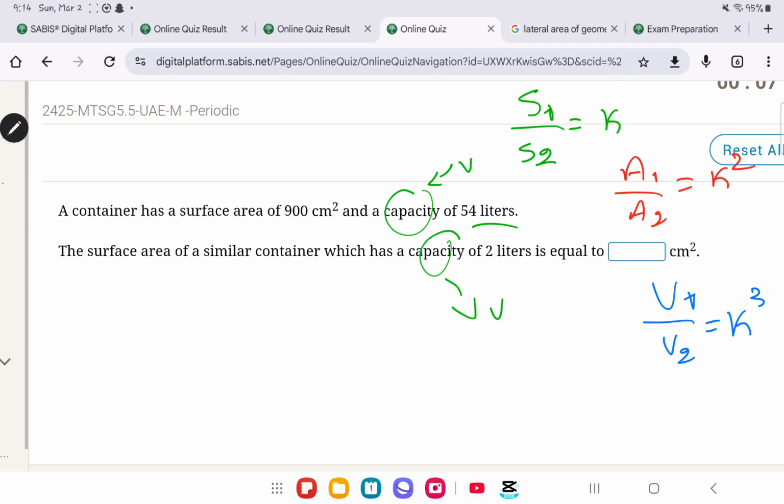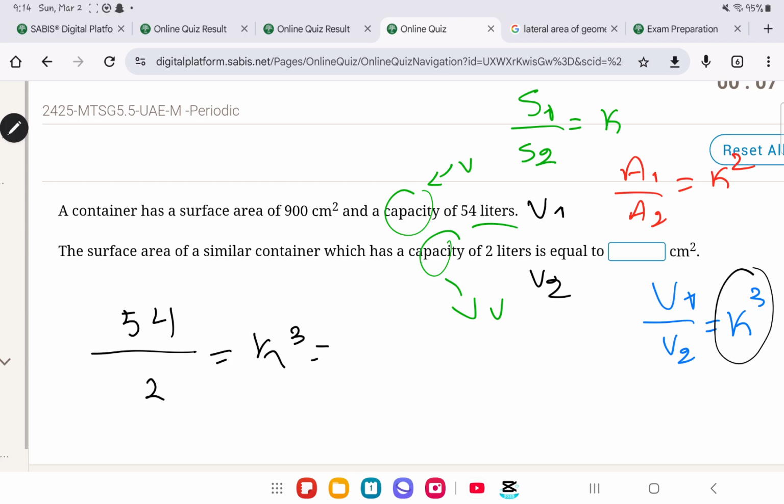Now, we have volume 1 and volume 2, so we can find the constant cubed. So very simply, it's going to be 54 over 2. You're going to get constant cubed, which is then 27. So we can find the value of the constant by using your calculator, or if you know it directly, it is going to be 3.